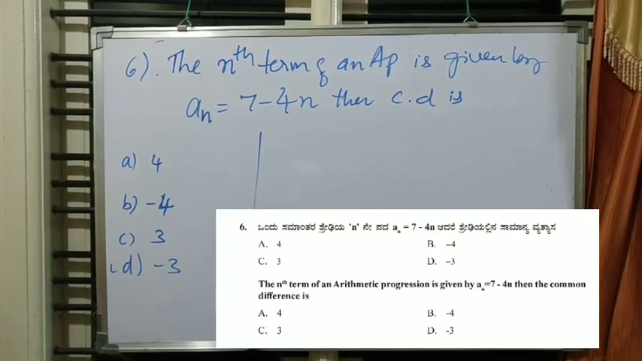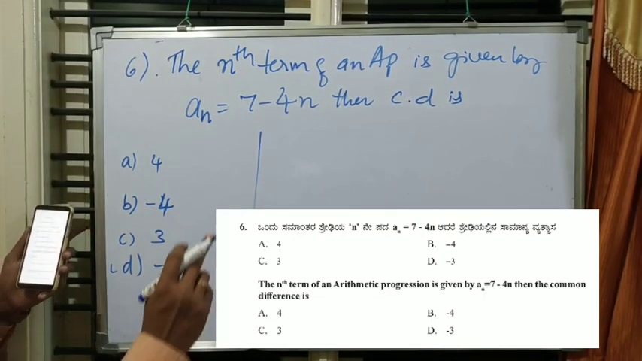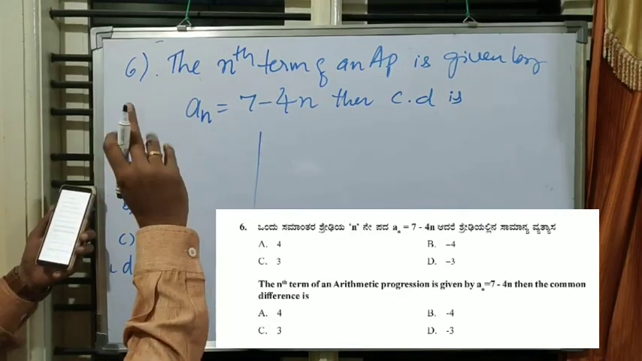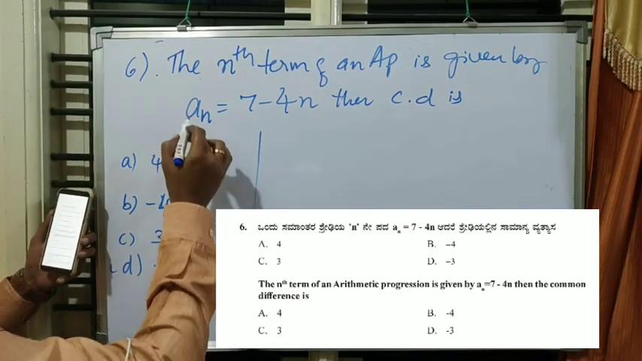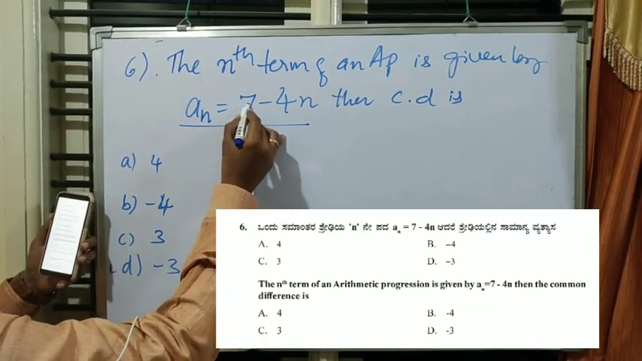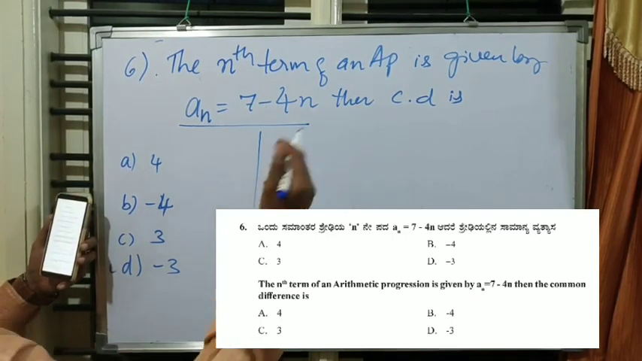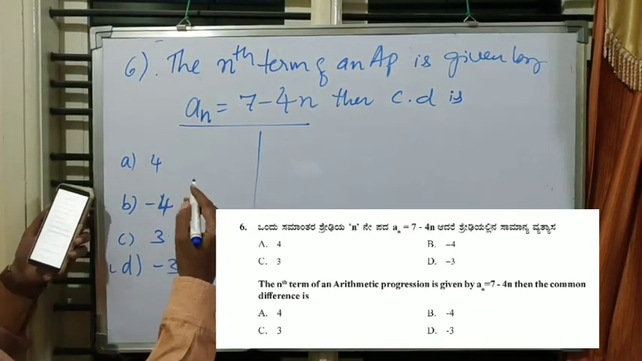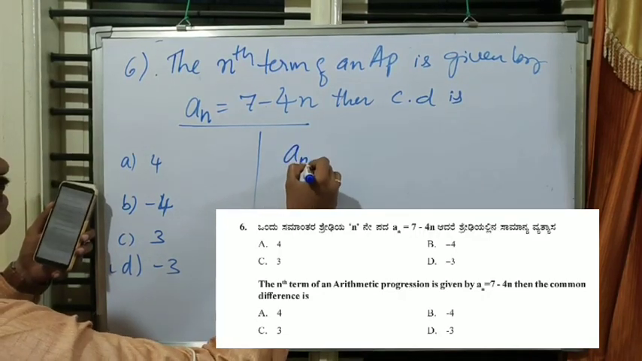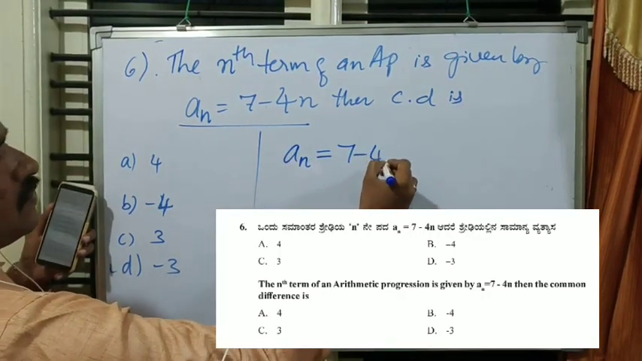Dear students, this is also an AP problem. Very simple. The nth term of an AP is given by an is equal to 7 minus 4n. Then find the CD, that is the common difference. Very simple, you know that. Take this an is equal to 7 minus 4n.